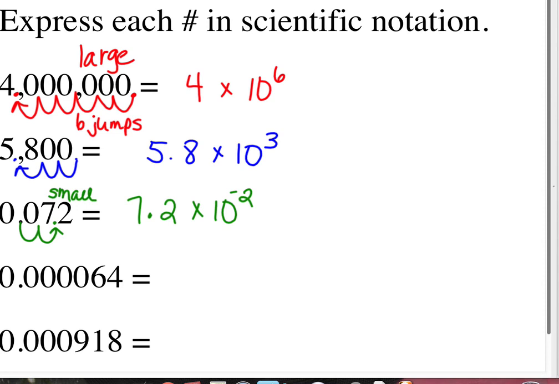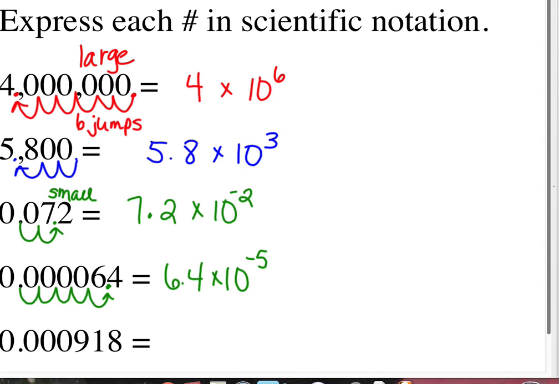Okay, speaking of the next one, you see the decimal where it is now? Do you know where it should be? I hope you're catching on. It should be there. I'll make it a little bigger. There we go. How many jumps? 1, 2, 3, 4, 5 jumps. So it's going to be 6.4 times 10 to the -5.